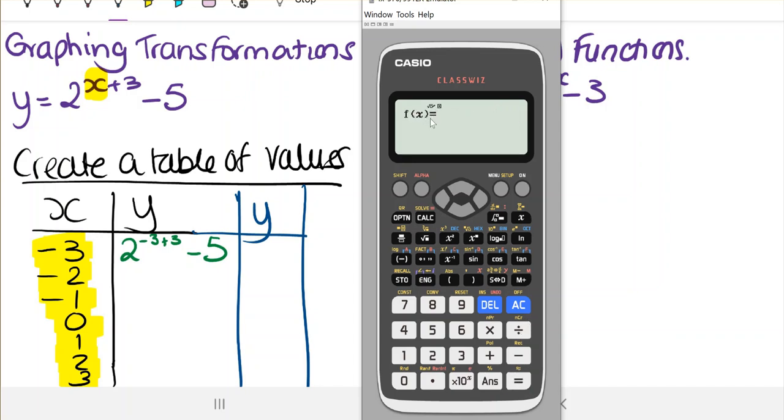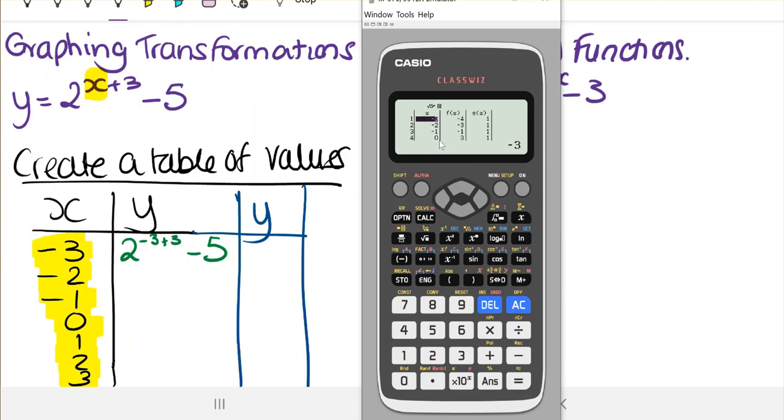So we can put in our f of x. We're going to put in 2 to the power of, alpha and x, and then it's plus 3, and then arrow across, minus 5. Okay, so g of x, we'll put it as 1. So our table of values is starting at -3 up to 3, so I'm going to put -3, and we have a step of 1, and we're going to end it at 3.